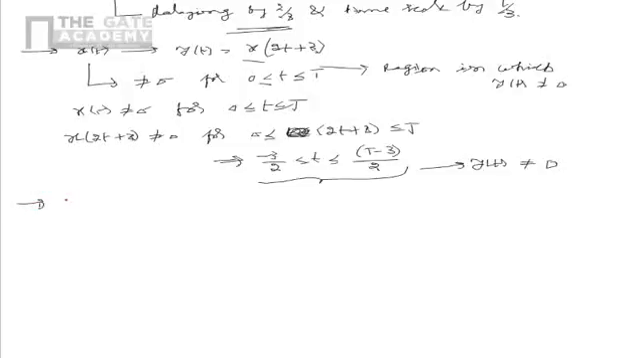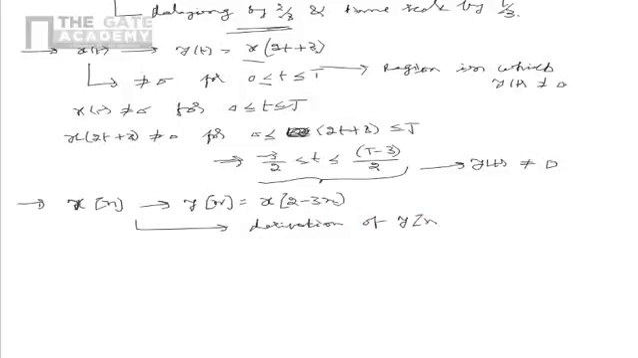Now let us consider another problem where there is a signal x of n and there is a derived version of x of n which is given as y of n is equal to x of 2 minus 3n. We have to find out how y of n is obtained from x of n. So we have to find how y of n is derived.